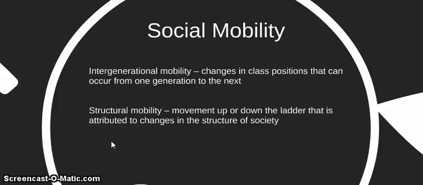That's intergenerational mobility. Of course, all parents generally want to see their kids move up that social ladder, at least some. Structural mobility has become more common in our society, and structural mobility is movement up or down the ladder that is attributed to changes in the structure of society. So I'll give you an example here. In the last few decades, we've seen vast numbers of factories closing in the United States. So there's less and less factory jobs in the United States now.